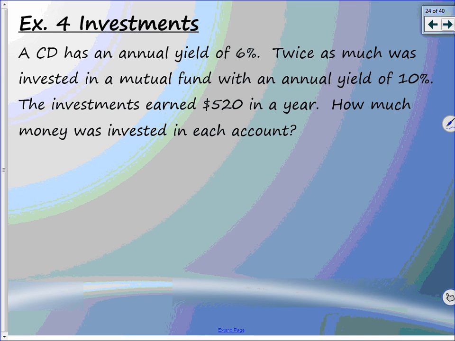Now we're going to do an investment. Now investments work where you are going to put money into a fund and earn interest on it. And this can occur in the stock market. This can occur in a bank account, like a savings account. It also can occur in what's called a mutual fund.